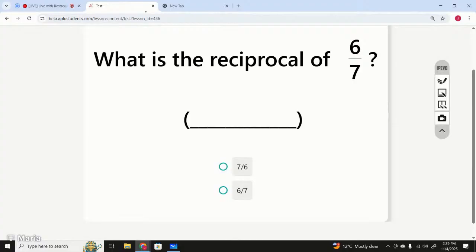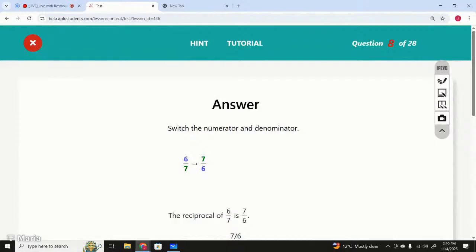What is the reciprocal of 6 by 7? That is 6 over 7. Option number 2 is the correct option. Oh, 7 over 6 it is. Okay, you can complete the lesson by yourself today.